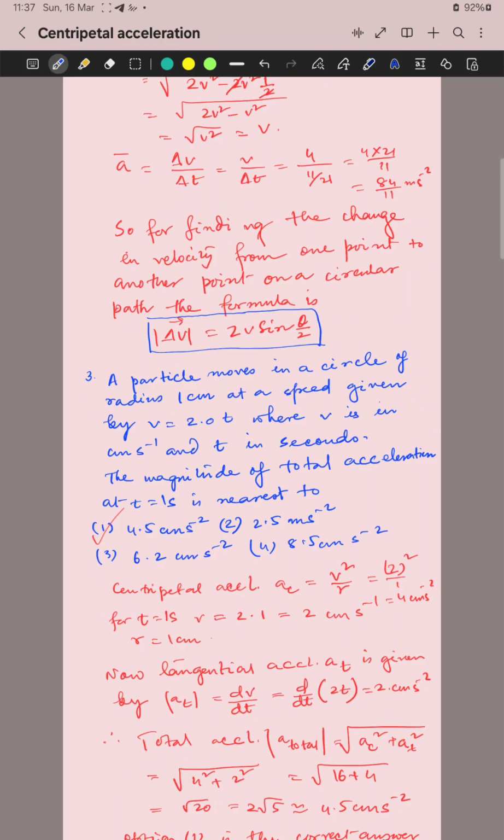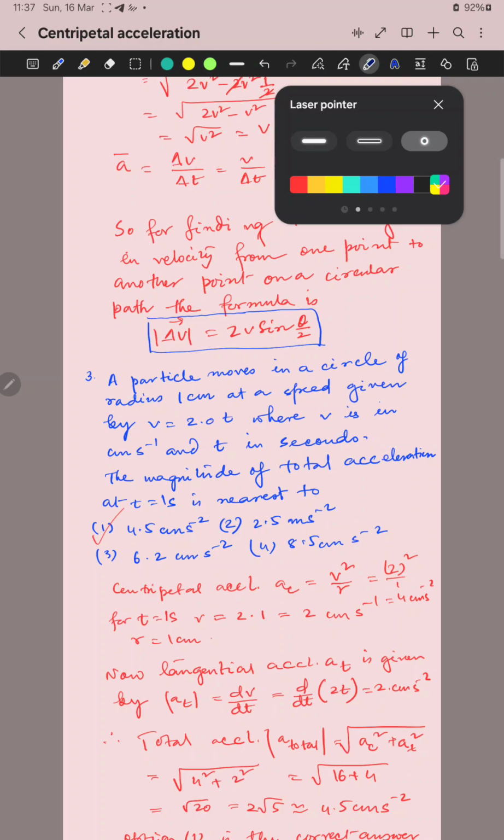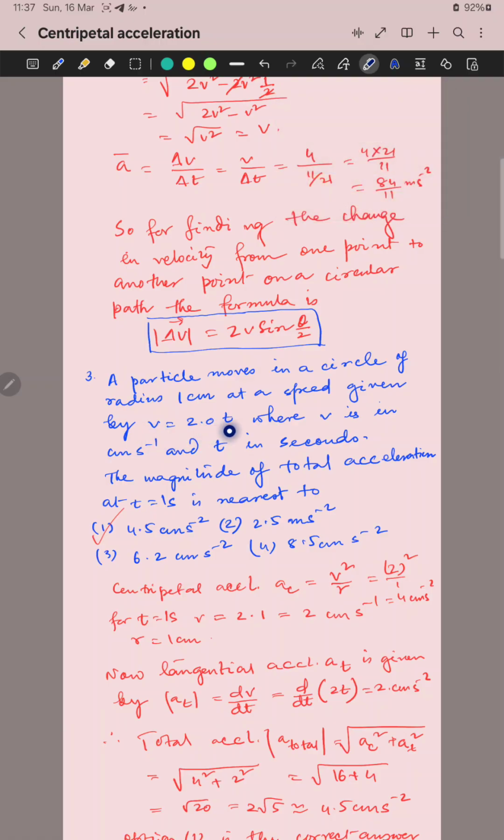Now the next sum, in the next sum you can see a particle moving along a circular path of radius 1 centimeter at a speed given by this equation. So here we can see that the velocity is a function of time and it varies with time, and here v's unit is centimeter per second and t is in seconds. So we need to find the total acceleration.